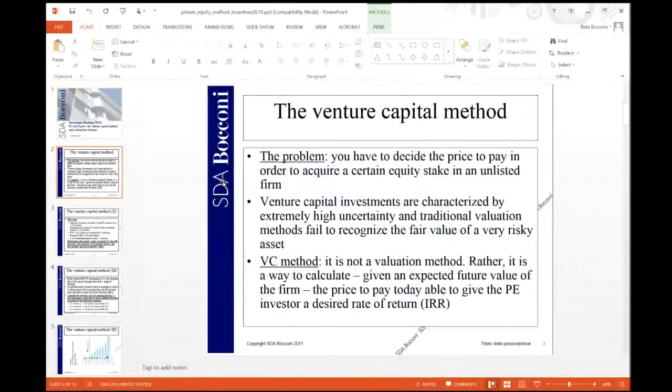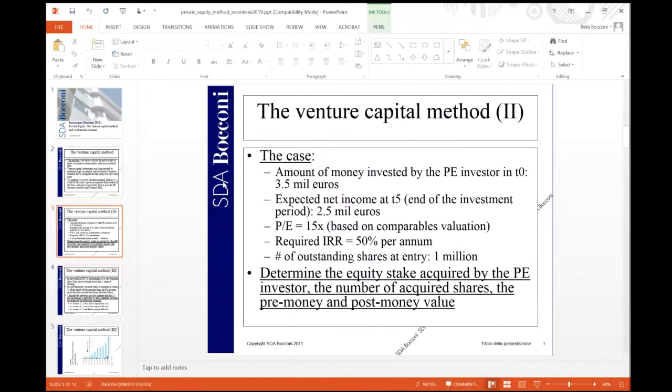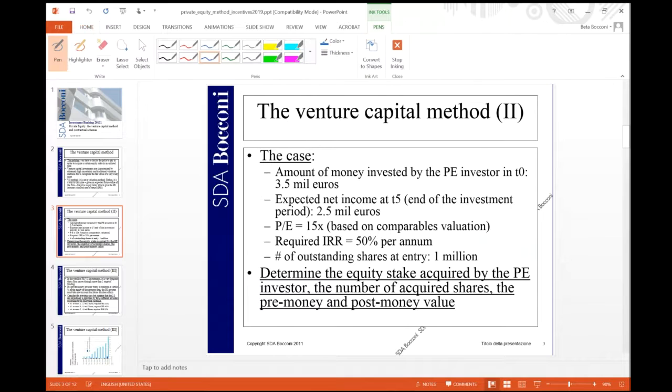In order to do so, I ask you to follow me in the first example that I have prepared for you, and that you can retrieve in slide number 3 of your set of slides. We have a specific case where we have some basic information regarding the firm. We know that our private equity investment fund is willing to invest an amount of 3.5 million euros today.